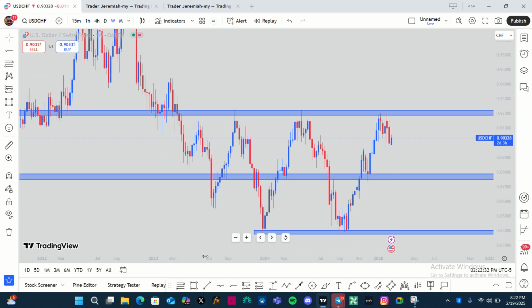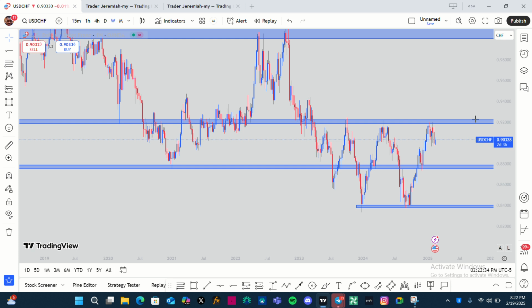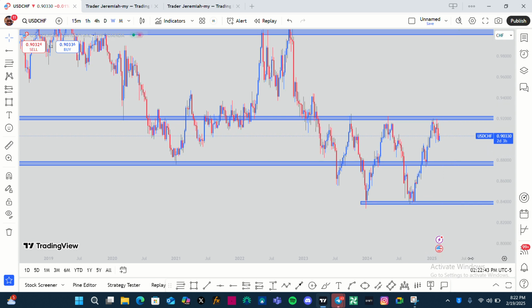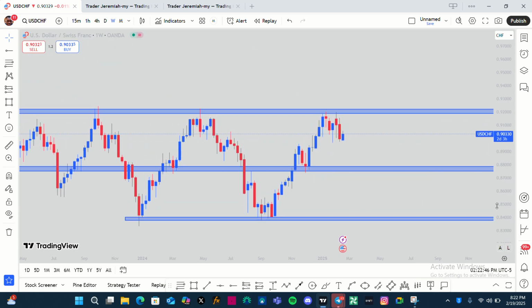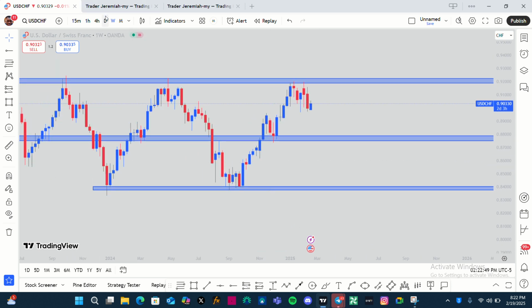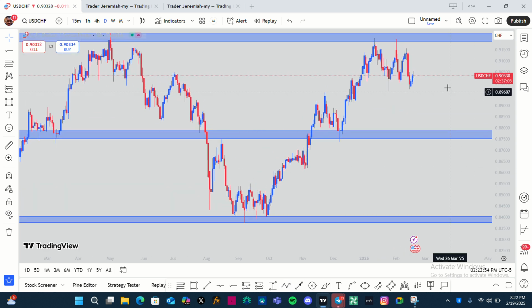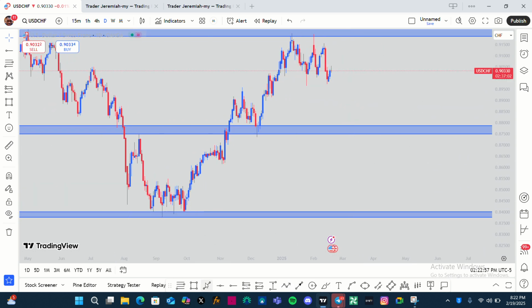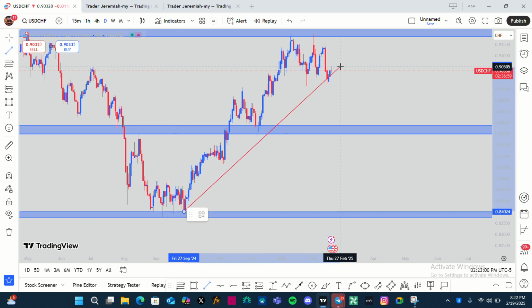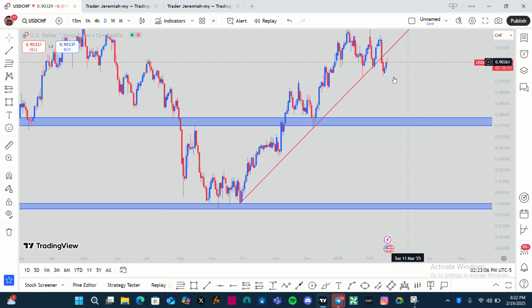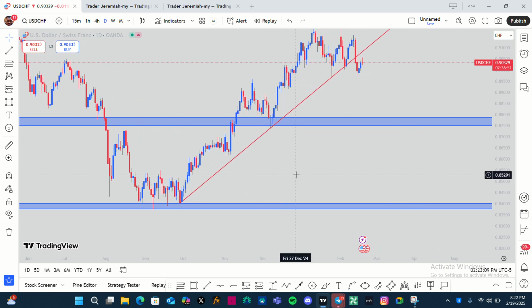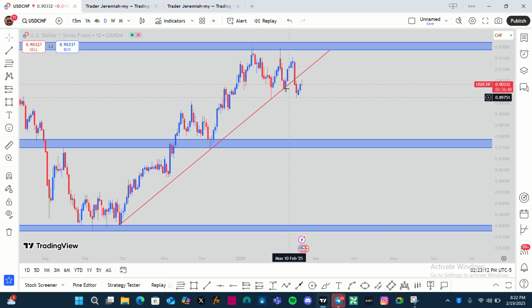So if price wanted to start heading higher, price will need to break out of this level, then retest, and the next level target is going to be this region. But if that does not happen, price can still head lower. For price to head lower, there was a trend line at this region. Price has already broken out of the trend line, you can see. So this signifies that price still wanted to come to the downside, maybe just to come into this region.